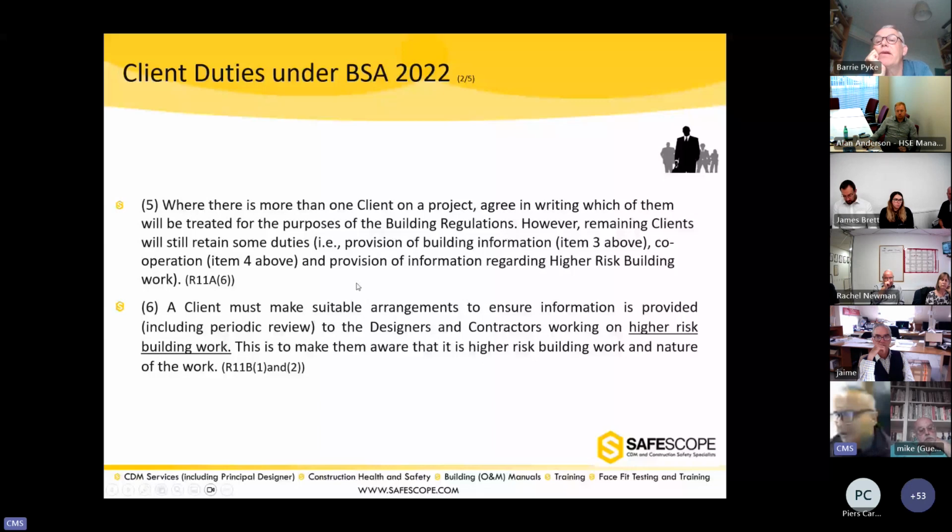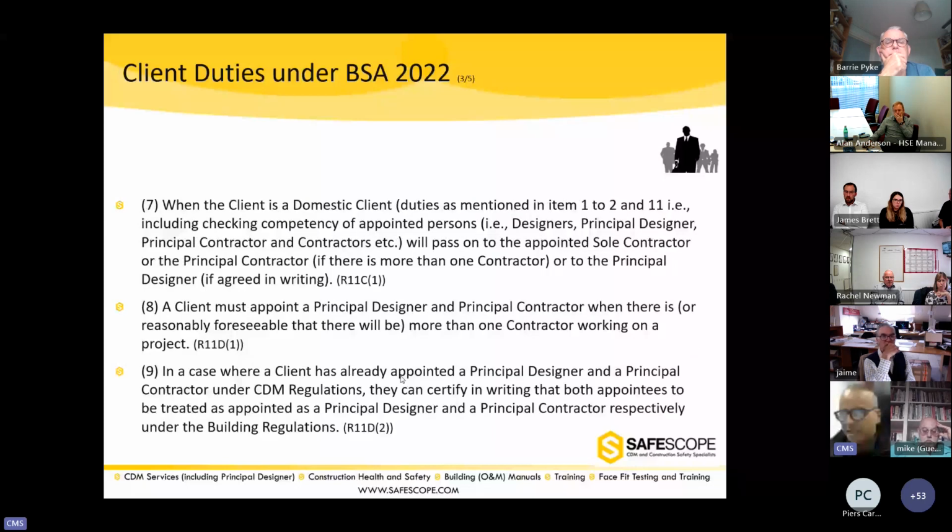A client must make suitable arrangements to ensure information is provided to the designer and contractors where there is high risk work. So if it's a high risk building work, the information needs to be provided to say that it's high risk work and this is the nature of the work. So it's more a procedural requirement. When a client is a domestic client, as we said before, the duties mentioned in items 1 to 10 and 11, including checking competency of appointed persons, will fall on to the principal contractor or the sole contractor, depending on the situation, as we said before.